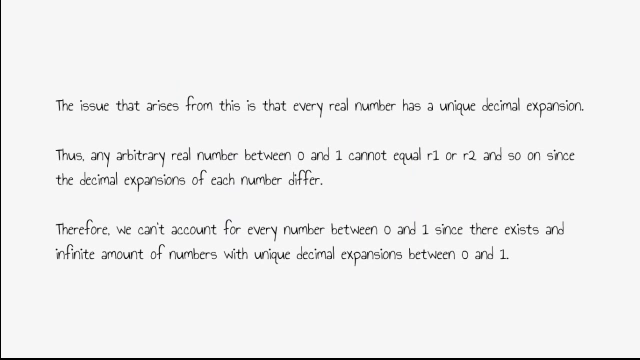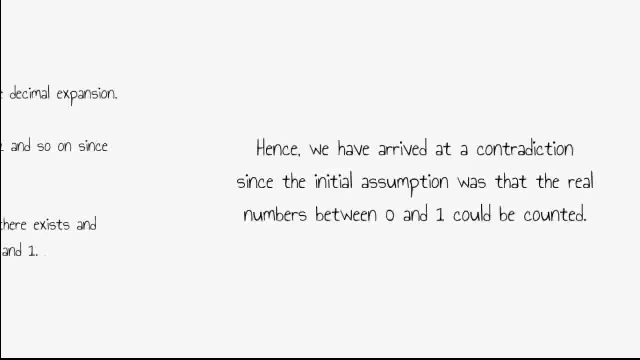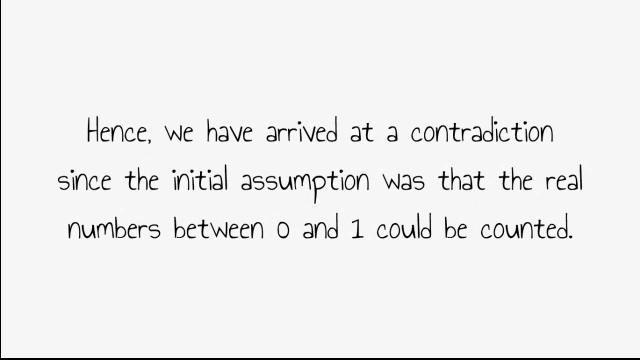The issue that arises from this is that every real number has a unique decimal expansion. Thus, any arbitrary real number between 0 and 1 cannot equal R1 or R2, and so on, since the decimal expansions of each number differ. Therefore, we cannot account for every number between 0 and 1, since there exists an infinite amount of numbers with unique decimal expansions between 0 and 1. Hence, we arrive at a contradiction, since the initial assumption was that real numbers between 0 and 1 could be counted.